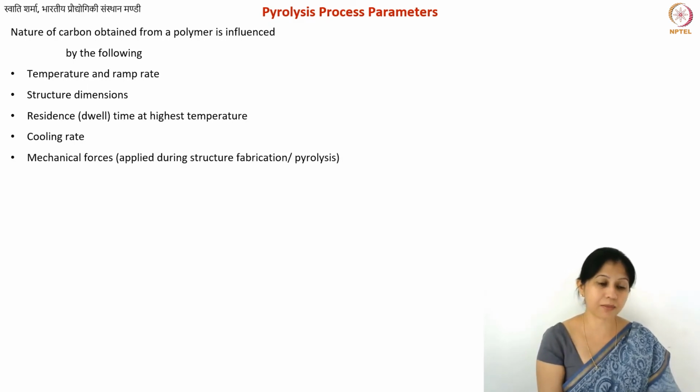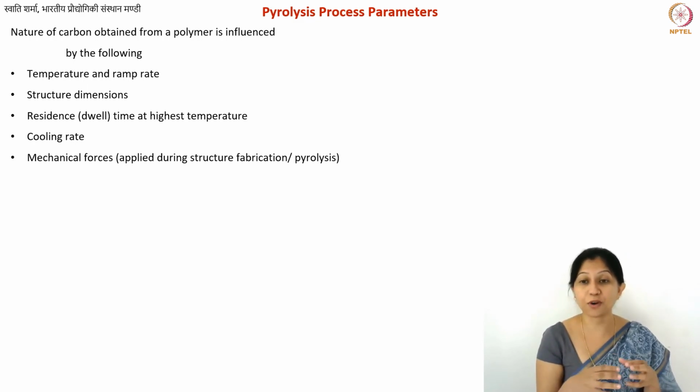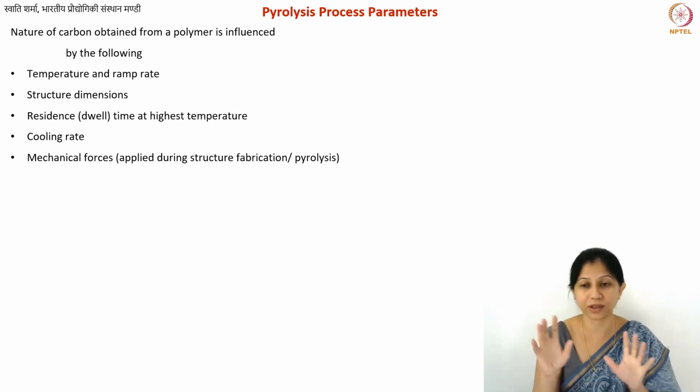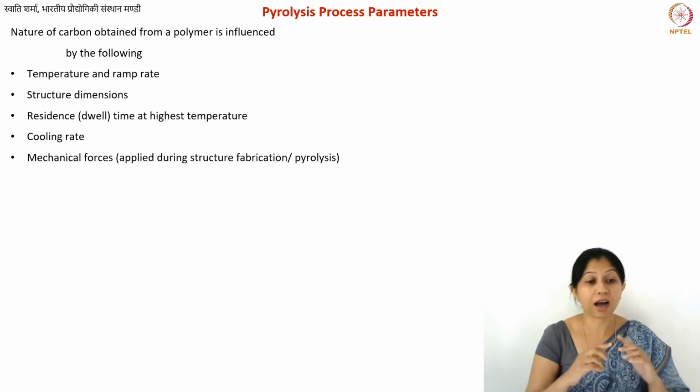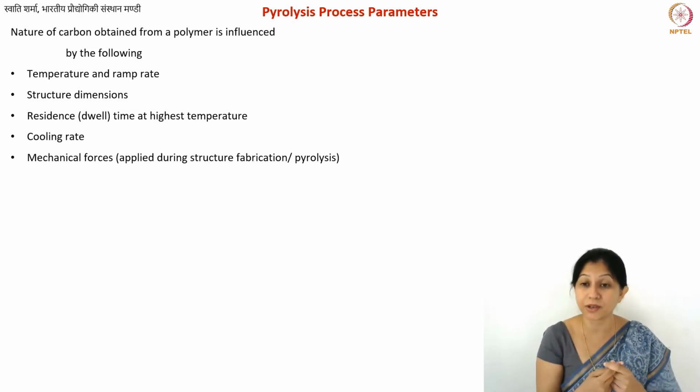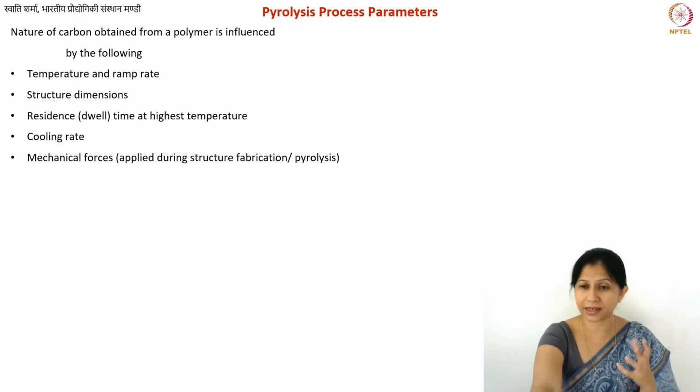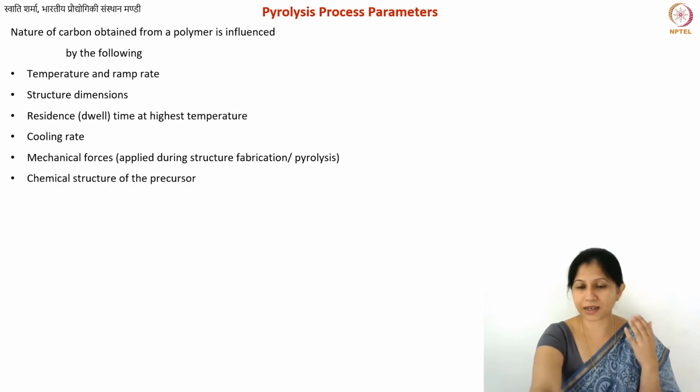Mechanical forces. Here I'm specifically talking about the mechanical forces that we apply during the fabrication. If you're, for example, pulling fibers and you use a rotating drum collector during electrospinning, which you will learn in the electrospinning lecture, you will have more aligned polymer chains to start with. So this also makes a difference to the microstructure of carbon. But since we are talking about pyrolysis here, even during pyrolysis, if you place a certain weight on top of your carbonizing material, that can lead to certain chain alignments, and that can give you a slightly different microstructure than what you expect.